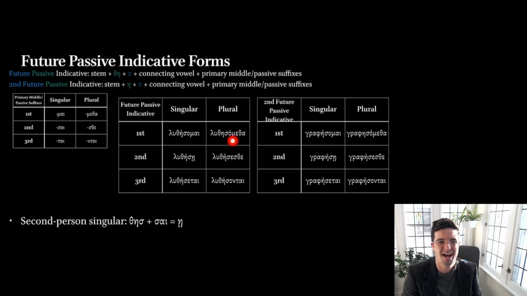We'll skip over this one, tai, metha, sthe, ntai. And there's changes in the second person singular that should be recognizable to us by now because we've seen this eta with the iota underneath it. And this is a result of the combination of theta eta sigma with the sigma, that the sigma has dropped out, the epsilon has gone to an eta, and the iota has gone under the eta. It has subscripted. And so that's why we get these thesei, or thesei in the future passive indicative, and ese in the second future passive indicative.